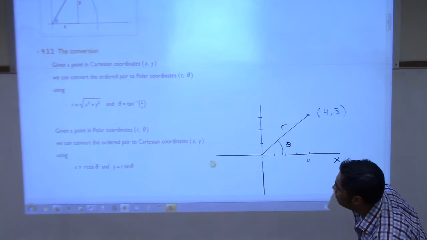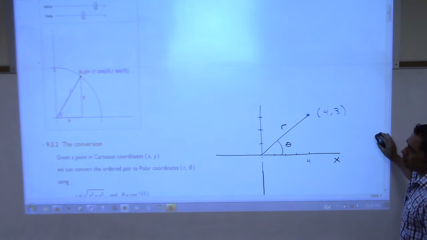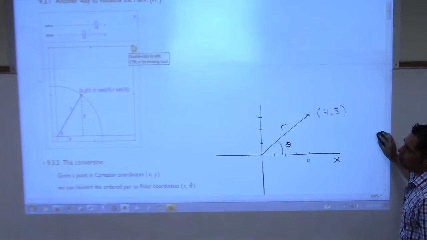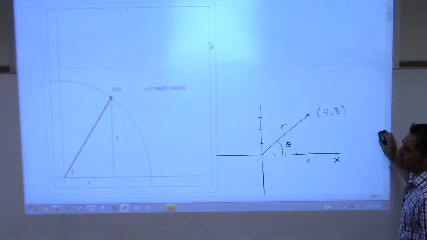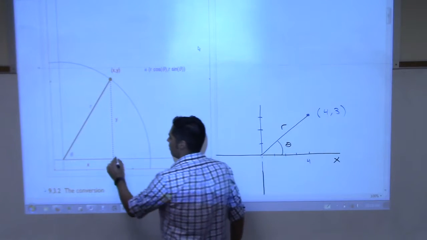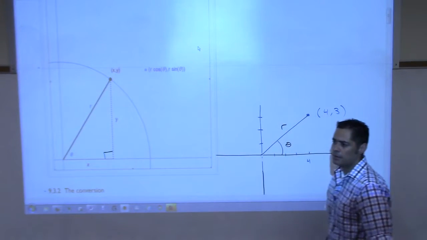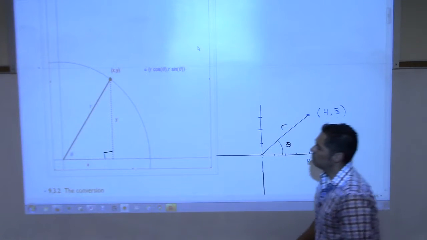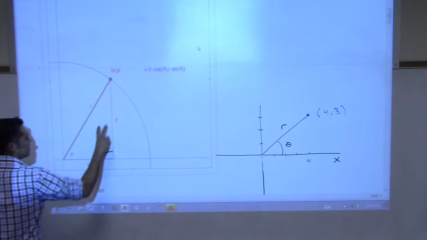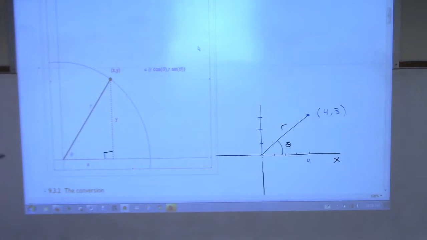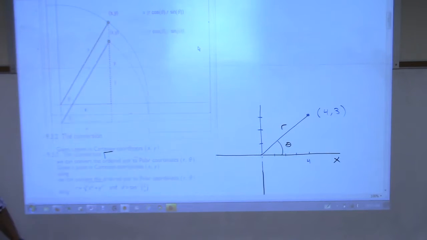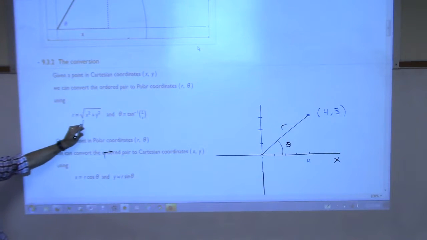So what are the relationships that we have? The relationships for Cartesian and polar coordinates come from the right triangle we create right there. If we draw a right triangle, this is r, this is theta, this is x, this is y. This is very similar to the unit circle we were doing with parametric equations. The relationships are that x squared plus y squared is r squared, and if I solve for r, I just take a square root. So that's where this first one comes from.